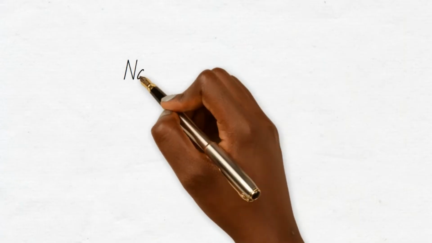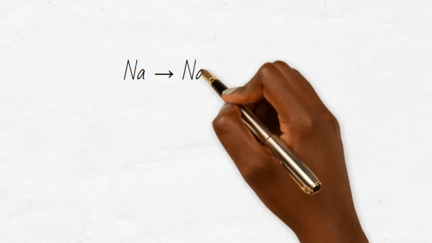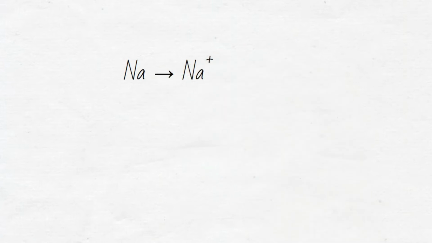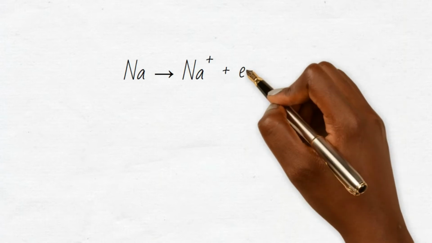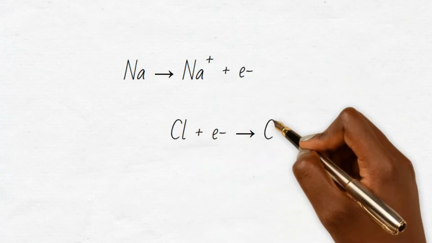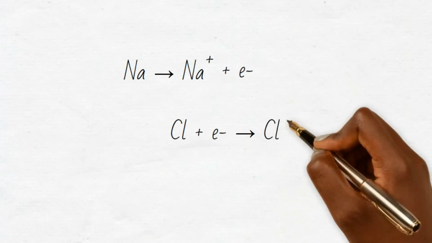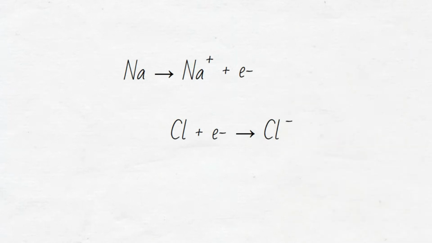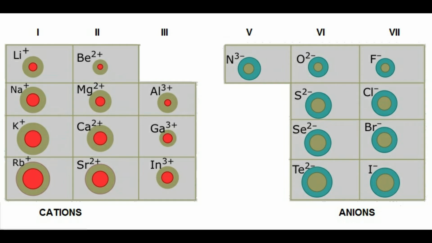Note that when atoms or molecules give up electrons to form cations, at the very same time, there is an atom or a molecule accepting those electrons to form an anion. Now, the elements in groups 1 to 3 tend to form the cations, and the elements in groups 5 to 7 of the periodic table form the anions.